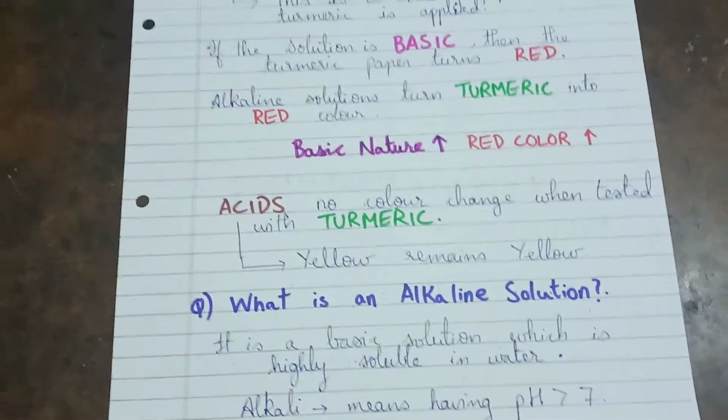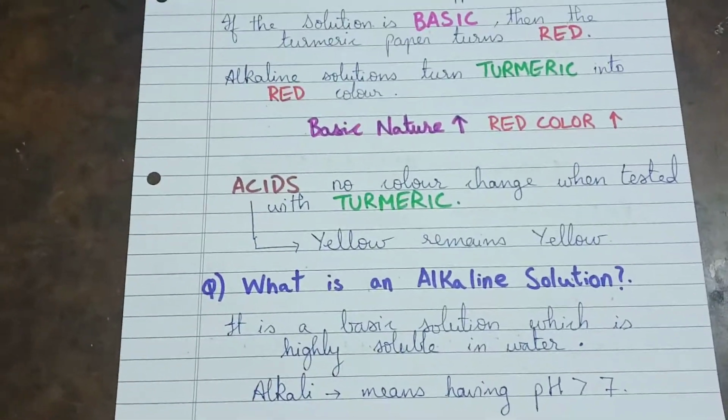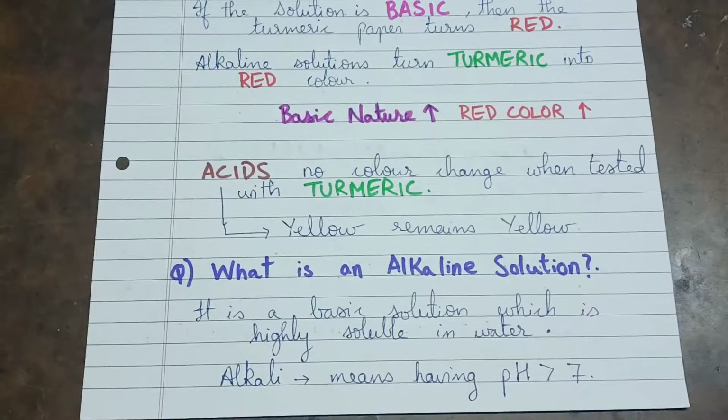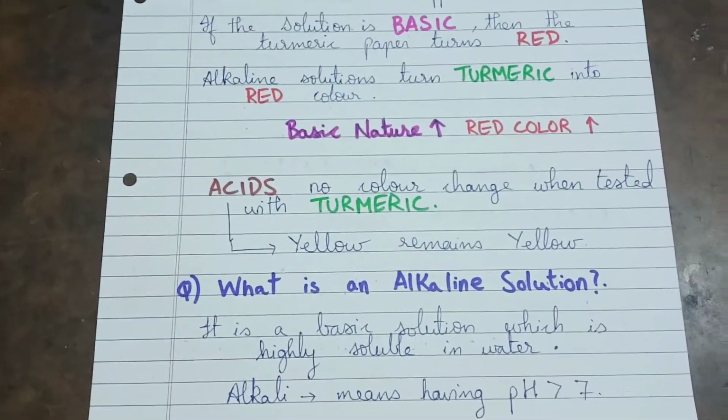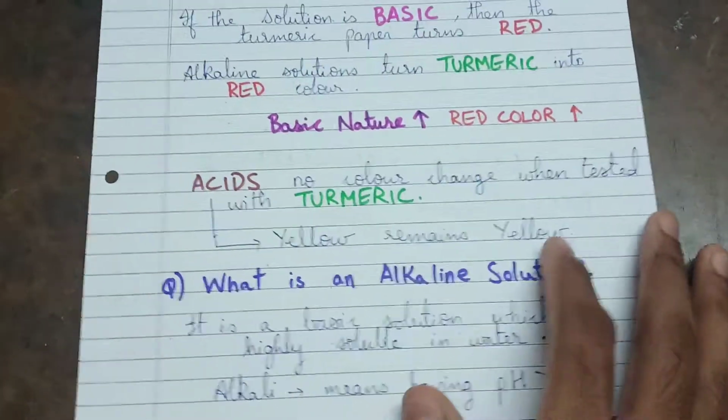So yellow remains yellow. Now, as I was telling you, what is an alkaline solution? It is simply a basic solution which is highly soluble in water. Alkali means having pH greater than 7.